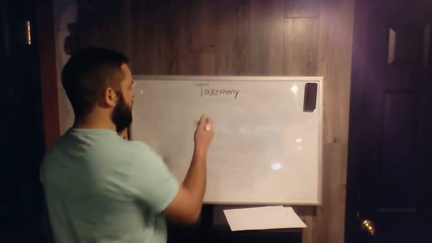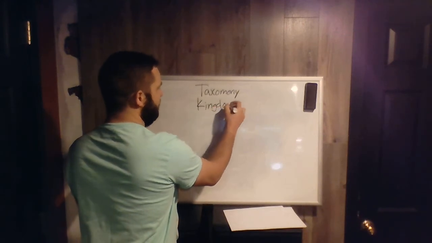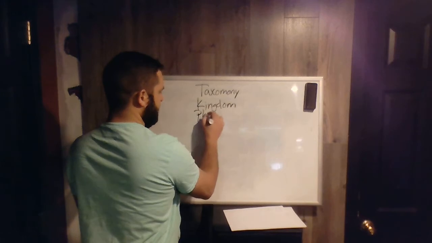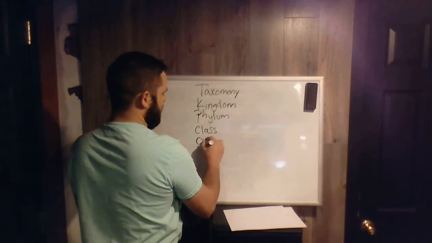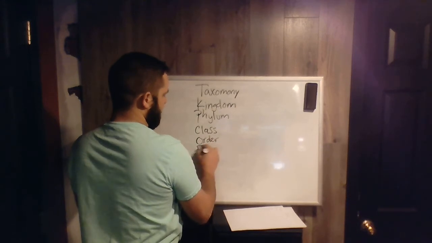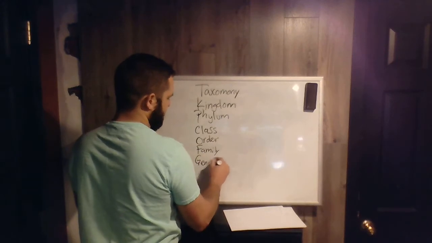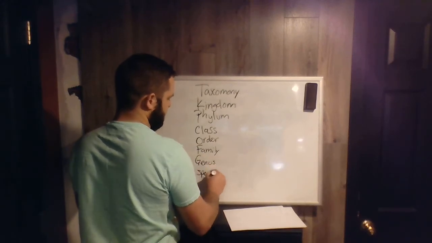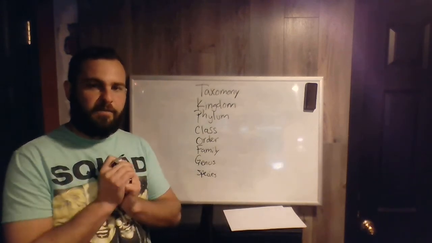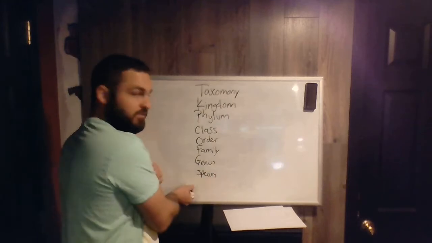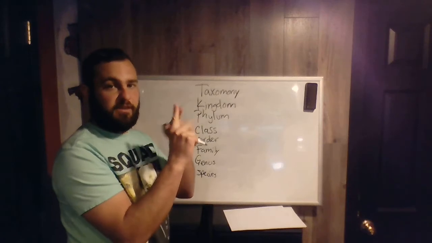So just real quick, I wanted to go over all of these different categories. We have kingdom, phylum, class, order, family, genus, and species. Now just keep in mind that when we are doing these scientific names, it's the genus and then the species. So that's why there are always at least two names, because of the genus and then the species.